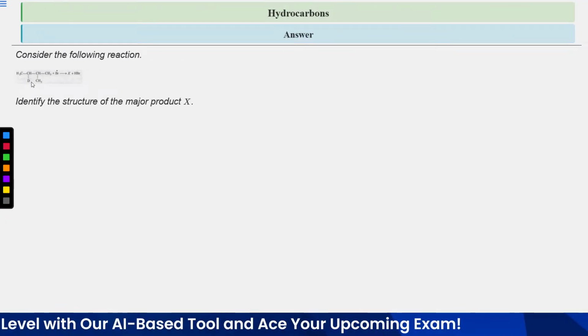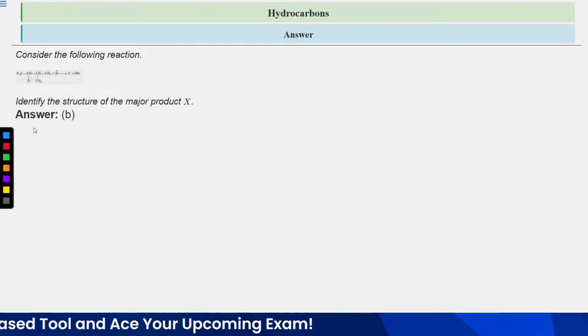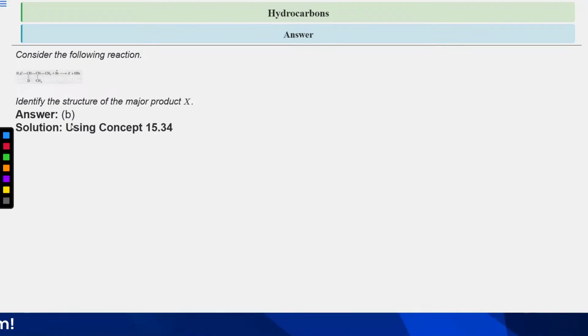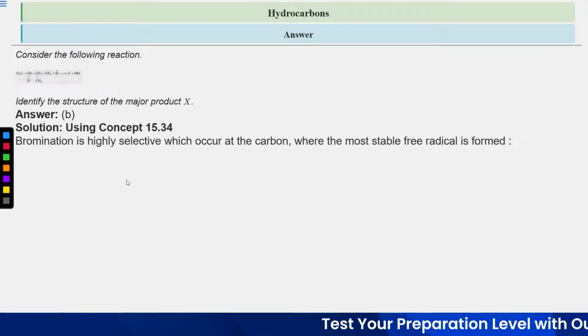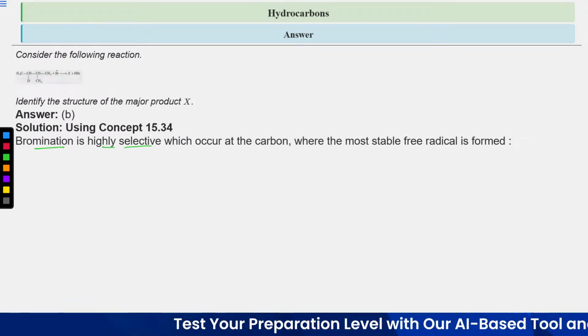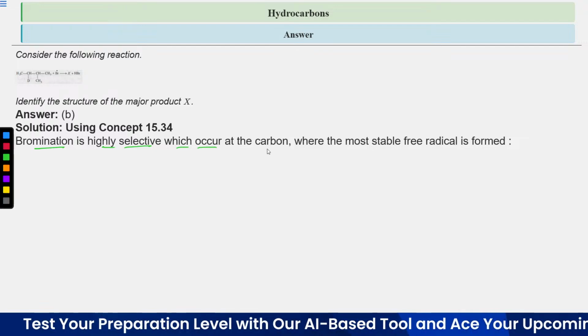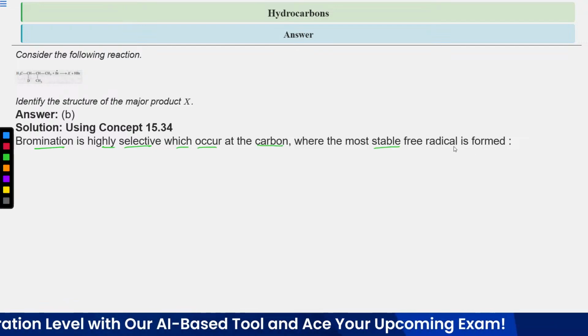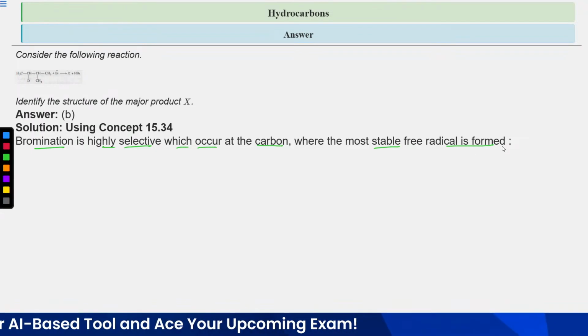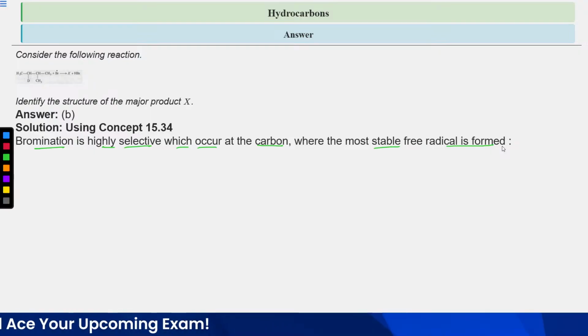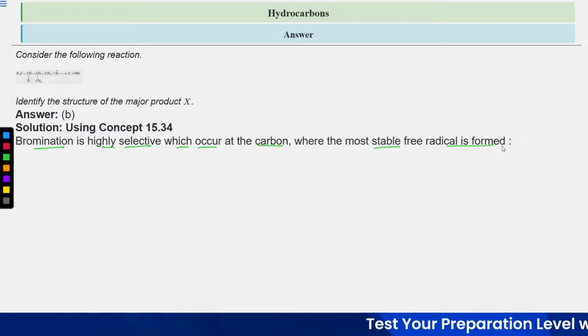So for the given question, the correct answer is option B. Using concept 15.34, bromination is highly selective, which occurs at the carbon where the most stable free radical is formed. So the process of bromination is highly selective. That means it happens only in a certain manner, and it will only occur at the carbon where the most stable free radical will be formed.